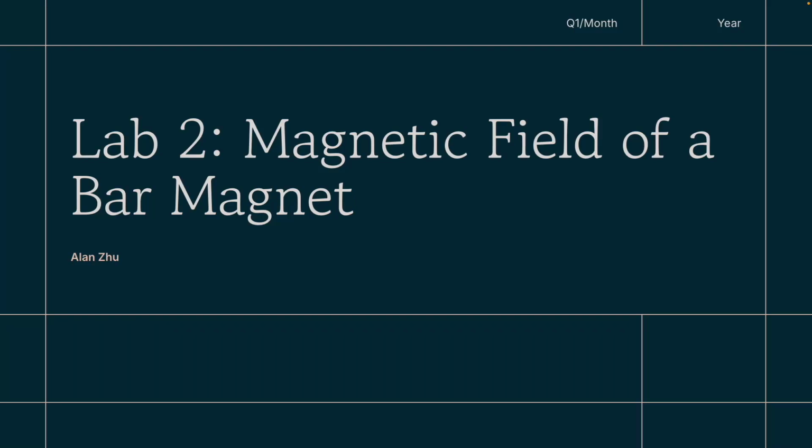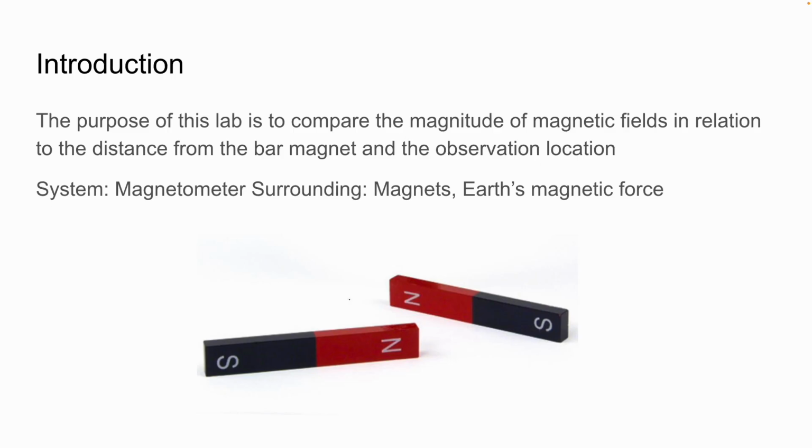Lab 2, Magnetic Field of a Bar Magnet by Alan Zhu. The purpose of this lab is to compare the magnitude of magnetic fields in relation to the distance from the bar magnet and the observation location.